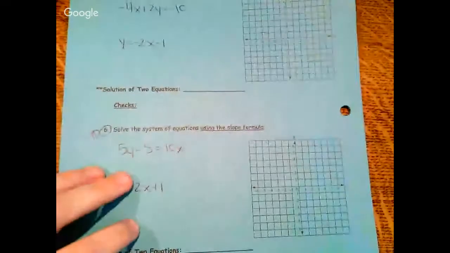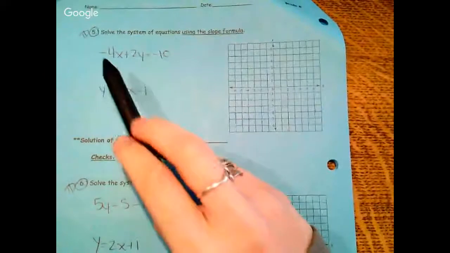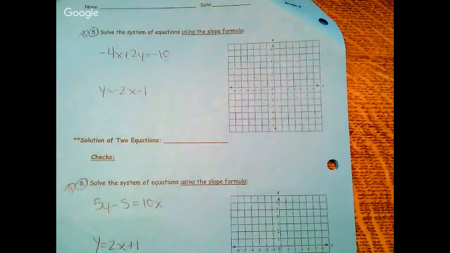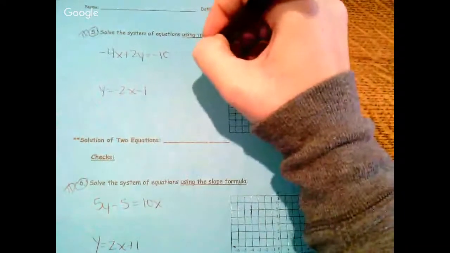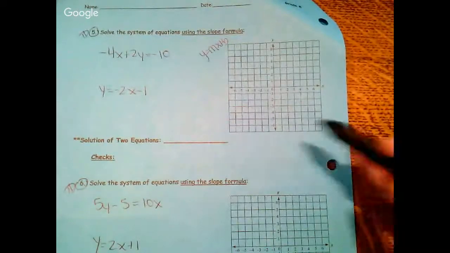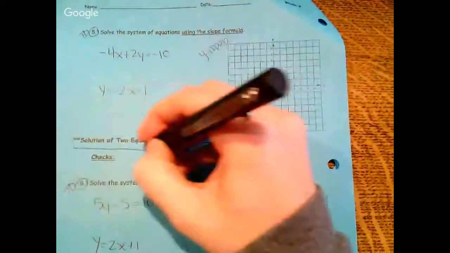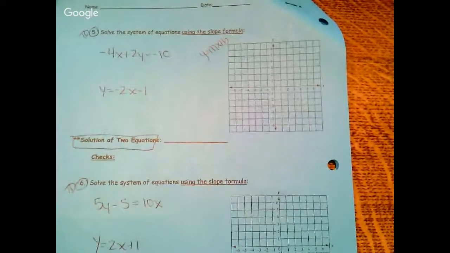Okay, flip the page for me. All right, what I would like you to do now is work on 5 on your own. I want you to write down these two equations. Negative 4x plus 2y equals negative 10, and y equals negative 2x minus 1. Remember to get this first formula into y equals mx plus b form. All right, compare their slopes, compare their y-intercepts, graph them. I want you to enter the solutions to the two equations onto Edpuzzle for me when you're done. Make sure to raise your hand to get it checked, please.